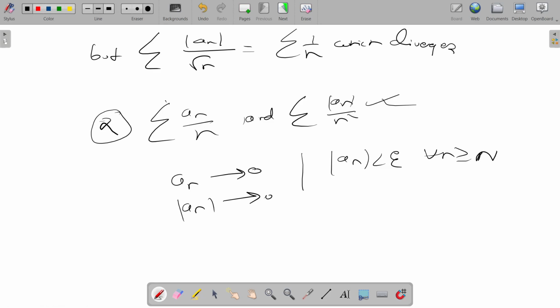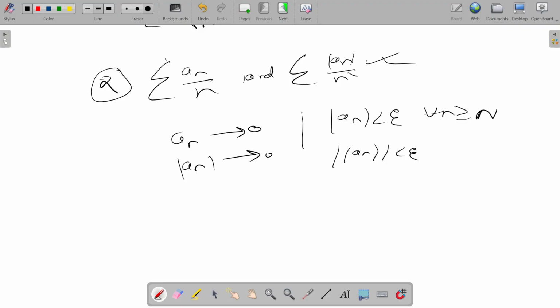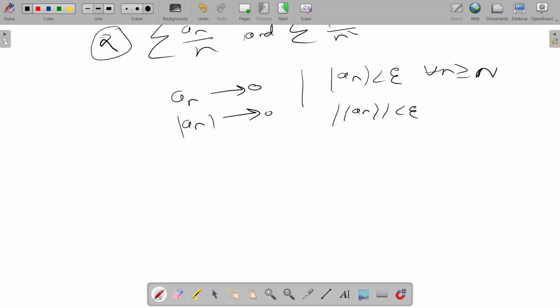So for mod a_n it's the same. So mod a_n is also less than epsilon, and basically this will also tend to 0. Now let me draw the real line, 0, 1. So mod of a_n tends to 0, right? It's positive, so it approaches 0 from this side.